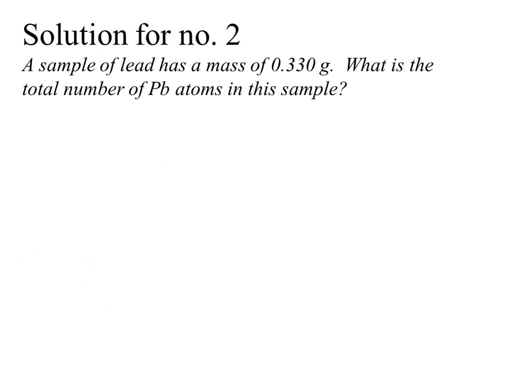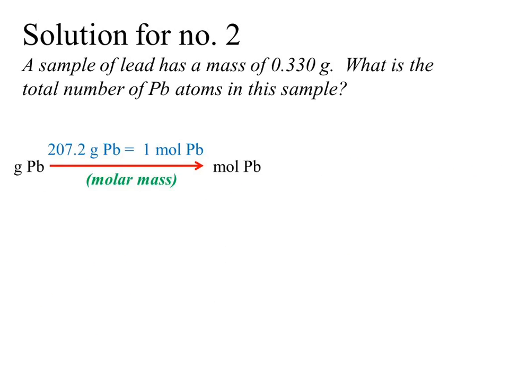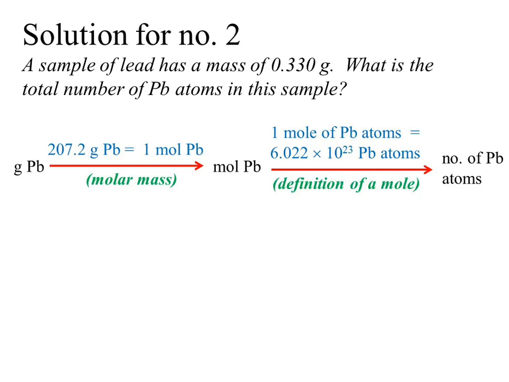Let's do one more. Okay, let's look at the second one. In this case, we were going from grams all the way to atoms. So we're going to go through moles, though. So grams to moles, we're going to use that molar mass of lead, that 207.2 grams per one mole. And then to go from moles of lead to lead atoms, we're going to use Avogadro's number, that 6.022 times 10 to the 23rd atoms in one mole.